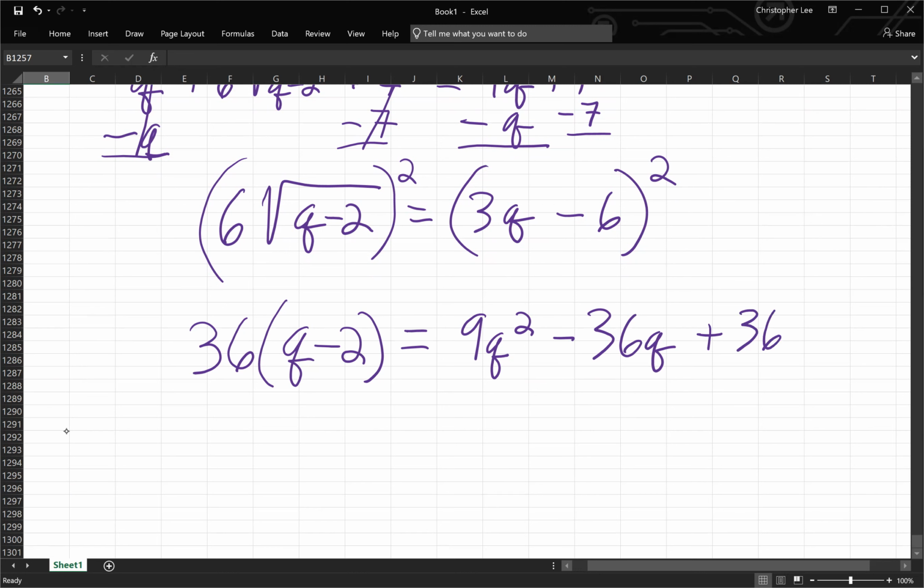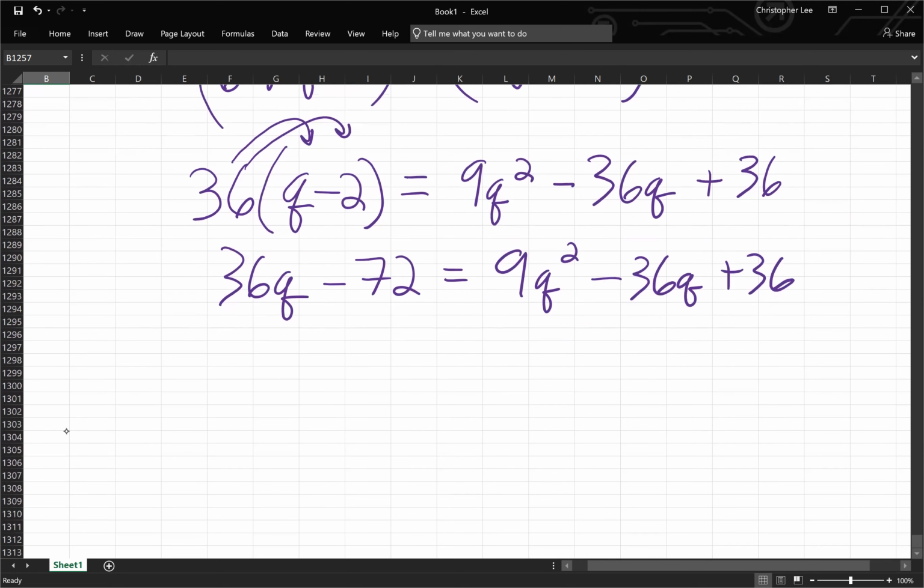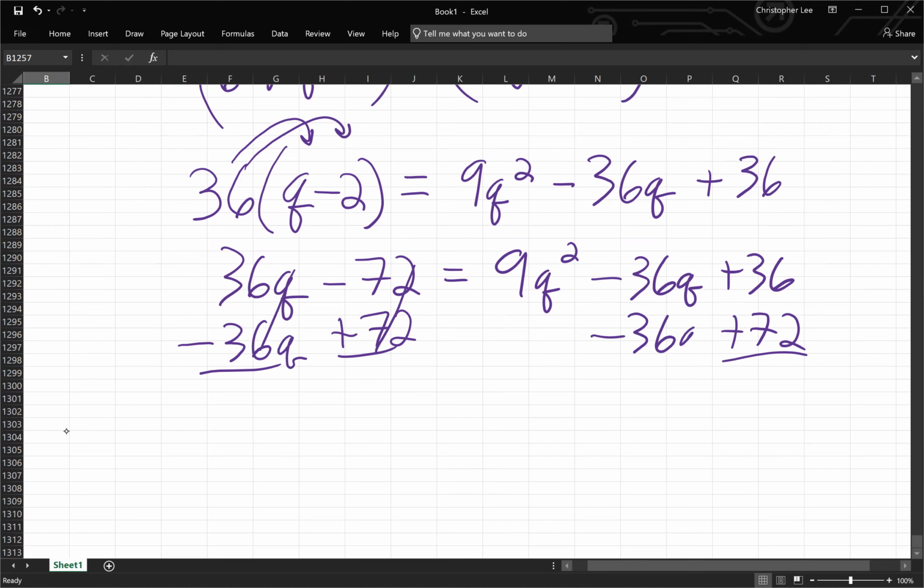And then after that, I'm just trying to solve for Q. So distribute: 36Q minus 72 is equal to 9Q squared minus 36Q plus 36, right? And what are we gonna do? I'm gonna add 72 over here, add 72 over here. I'm gonna subtract 36Q over here and subtract 36Q over here.